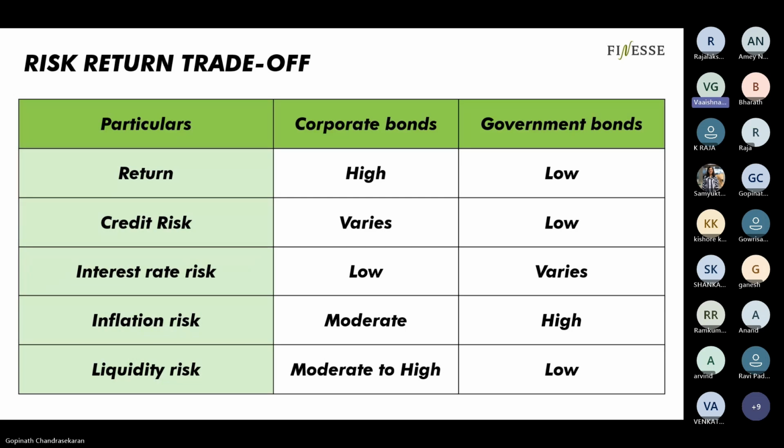Lastly, liquidity risk is moderate to high for corporate bonds because they're generally less traded than government securities, especially for bonds from smaller companies or in niche markets. If investors want to sell corporate bonds quickly, they may face difficulties or sell at a discount due to lower demand or a smaller pool of buyers.